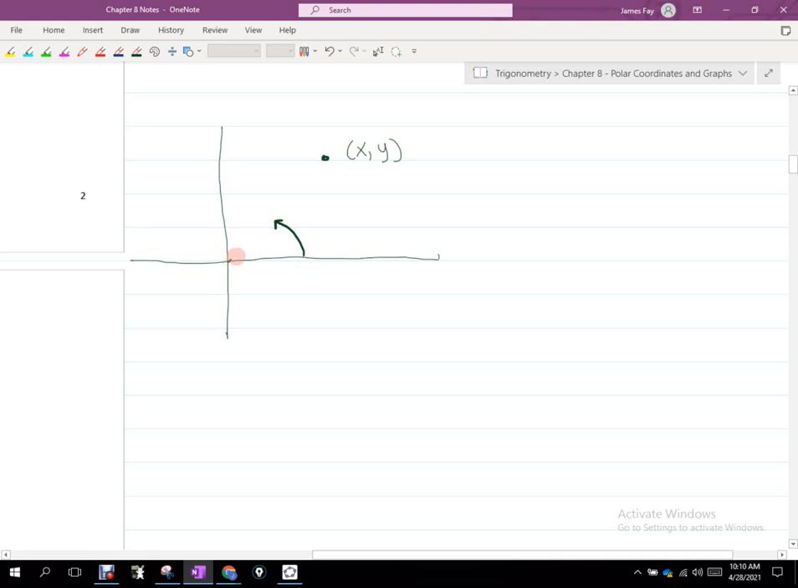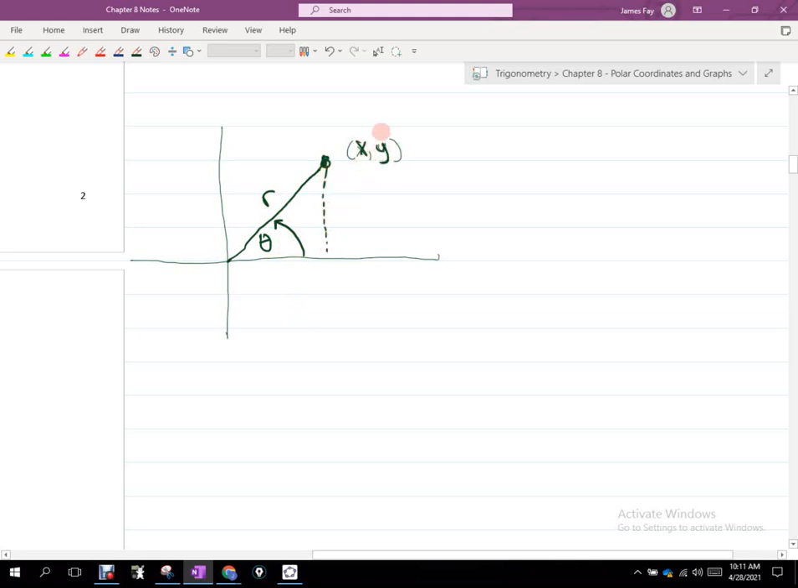And then once I figure out that angle, how far do I need to travel out from the pole at that angle to get to that point, right? Okay. So I'm going to put some things in here that I'm interested in. I want to know what that theta is. I want to know what that r is. And that's all based off of knowing this ordered pair x comma y.